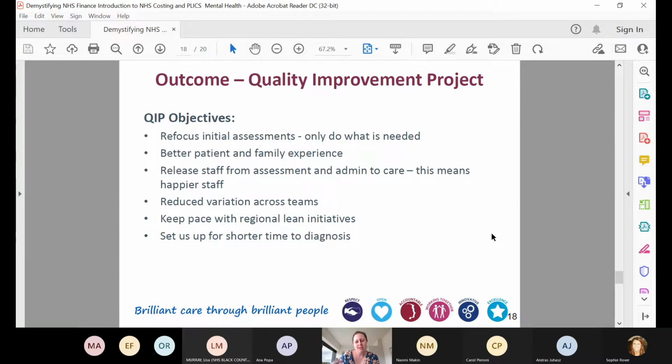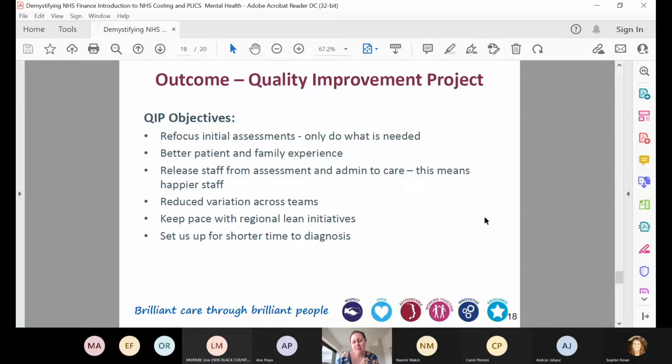So the outcome from all of this work that we'd started off, actually just by literally looking on a service line basis at something that seemed to be running a deficit, was we triggered a whole quality improvement project. So we refocused our initial assessments. Let's only do what's needed. Let's not put an awful lot of resource up front unnecessarily. Let's try to provide better patient and family experience, so driving up quality as well.